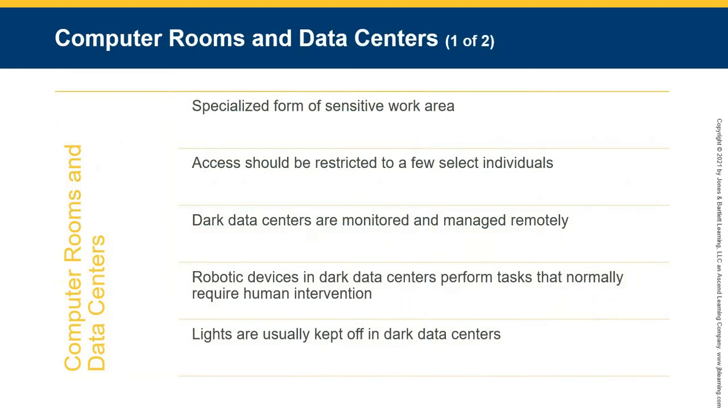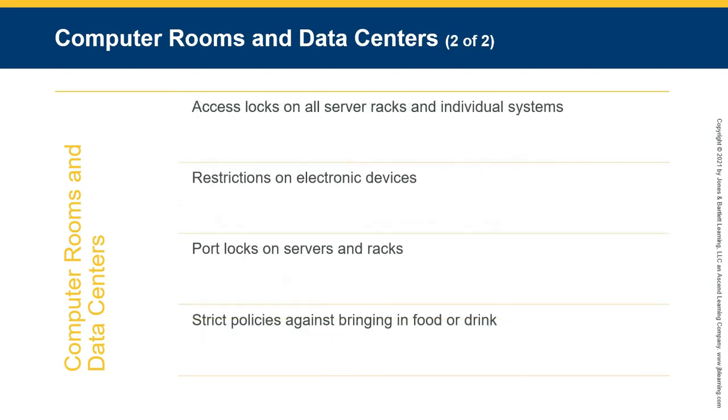Computer rooms and data centers are specialized sensitive work areas. Access should be restricted to a few selected individuals. Dark data centers are monitored and managed remotely. Robotic devices in dark data centers perform tasks that normally require human intervention. Lights are usually kept off in dark data centers. Controls include access locks on all server racks and individual systems, restriction of electronic devices, port locks on servers and racks, and a strict policy against bringing food and drink.